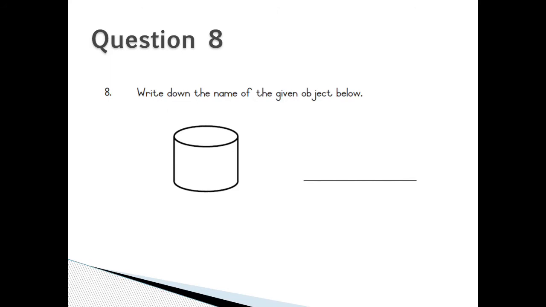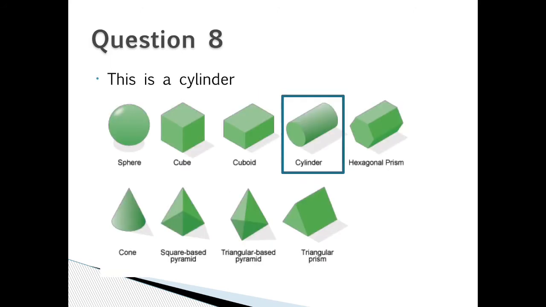Write down the name of the given object below. It's important to know all your 3D shapes. So, there's a sphere, a cube, a cuboid, a cylinder, a hexagonal prism, a cone, a square-based pyramid, a triangular-based pyramid, or a triangular prism. The correct answer for question 8 was a cylinder.